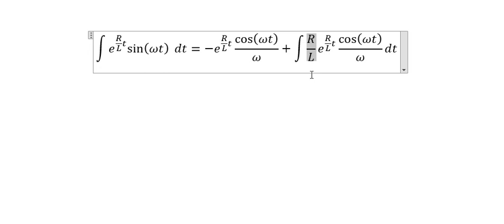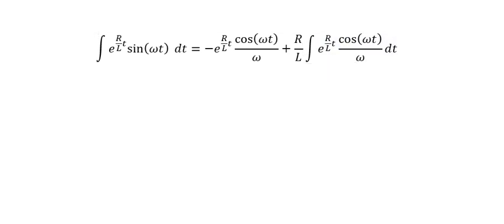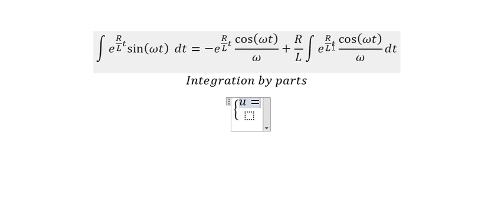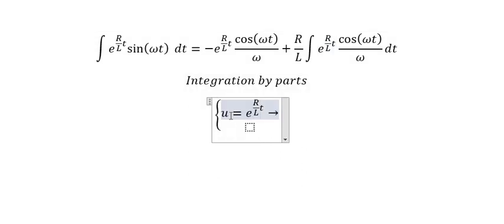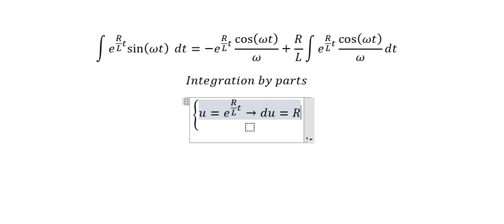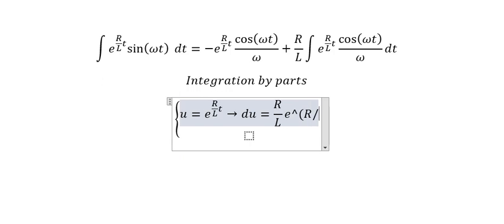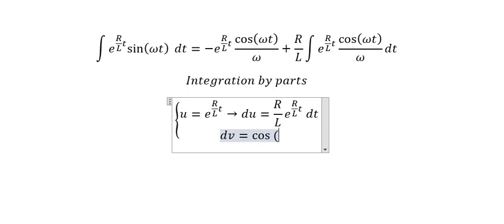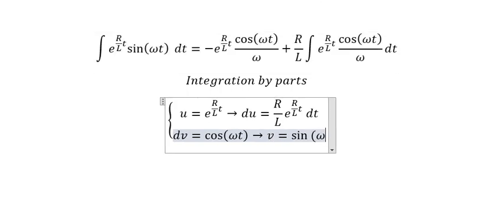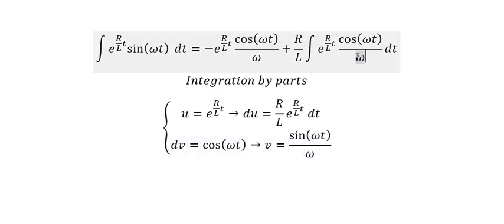So I will put R over L outside. In this one, we can use integration by parts. So I will put u equals e to the power of R over L t. Later, we need to do the first derivative for both sides, and we have like this. dv is cosine omega t. So if we do this integration, we get v equals sine omega t over omega. So I will put this one outside.